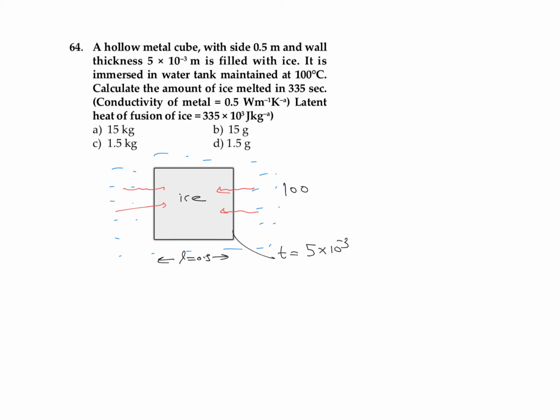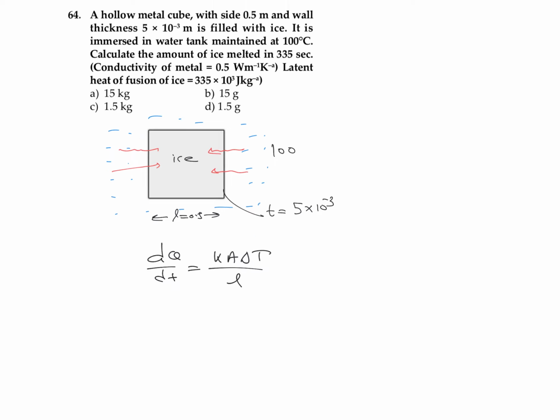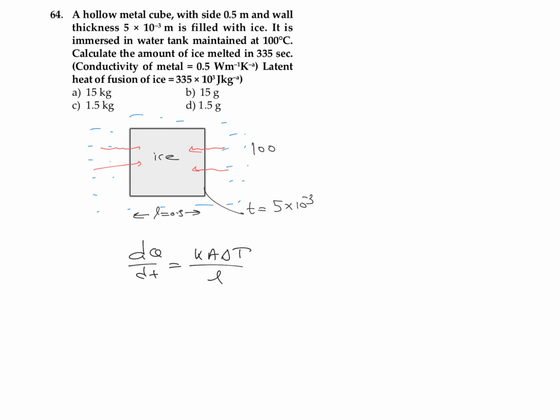And our aim is to find out the amount of ice melted in 335 seconds. The conductivity of the metal is given, and the latent heat of fusion of ice is also given. So we can use this equation: dQ divided by dt is equal to K A delta T divided by L, because heat is going to conduct through the walls of that container.